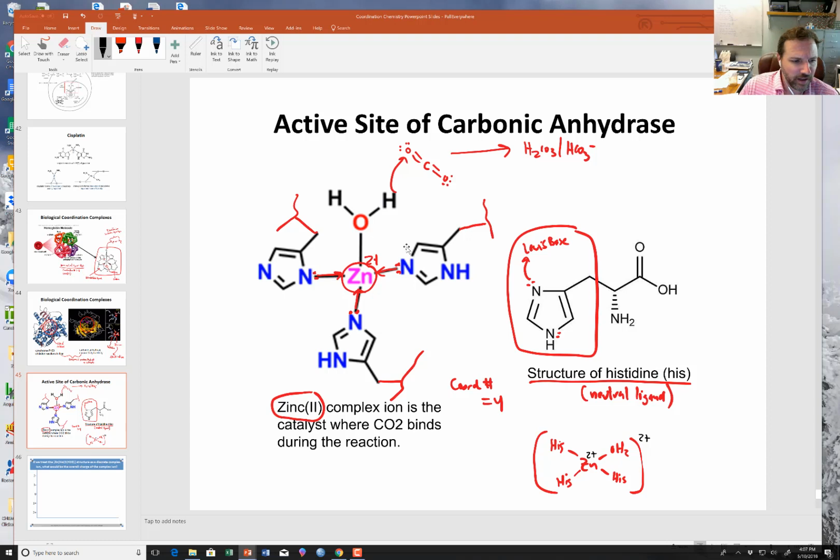Okay, so I wanted to show you a few examples of biological enzymes that are very common in your body where coordination chemistry is important. So that's it. Hopefully that just gives you a little bit more appreciation for the relevance of these coordination complexes.